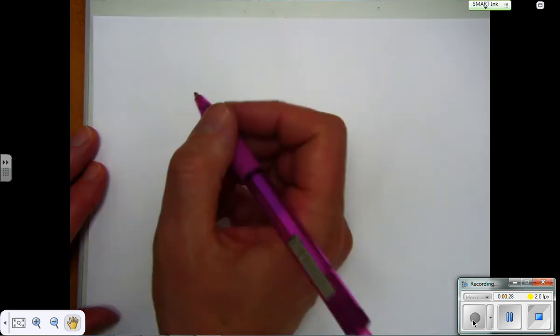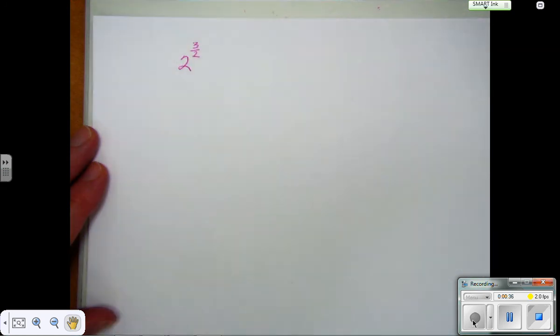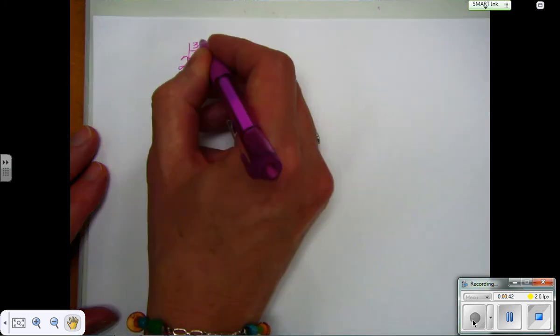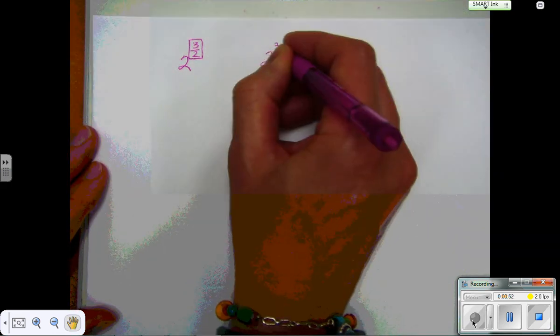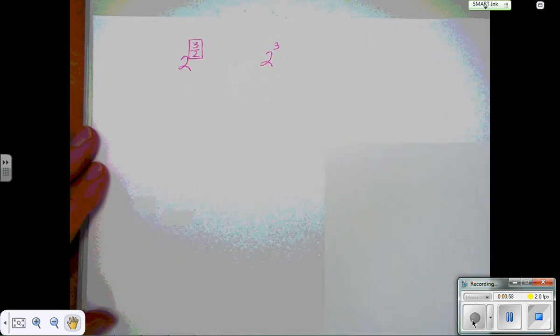To change from a rational exponent to radical form, the numerator is the exponent and the denominator is the root, or the index. So for example, if I have 2 to the 3 over 2 power, in that rational exponent, which is this fraction, the numerator is the power. It's like a regular power. You could write that as 2 to the third. And the denominator is the root. So that represents the index.